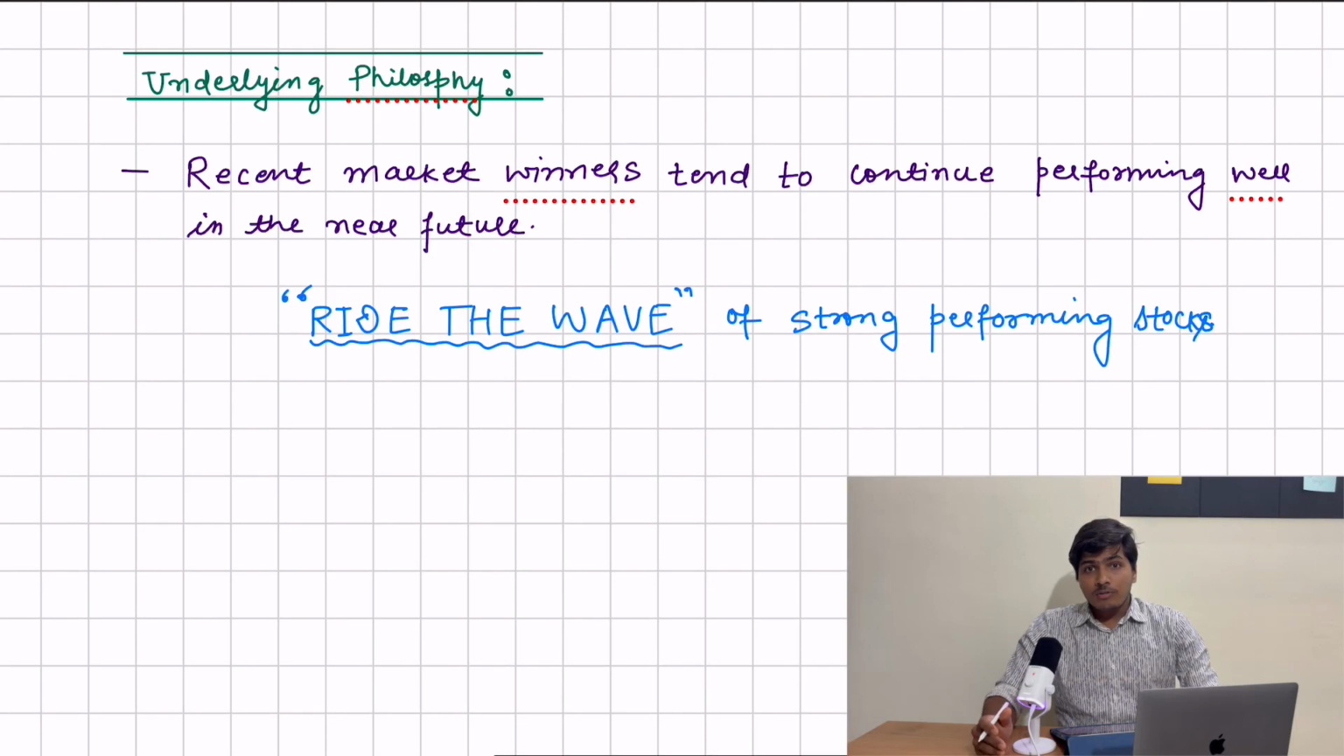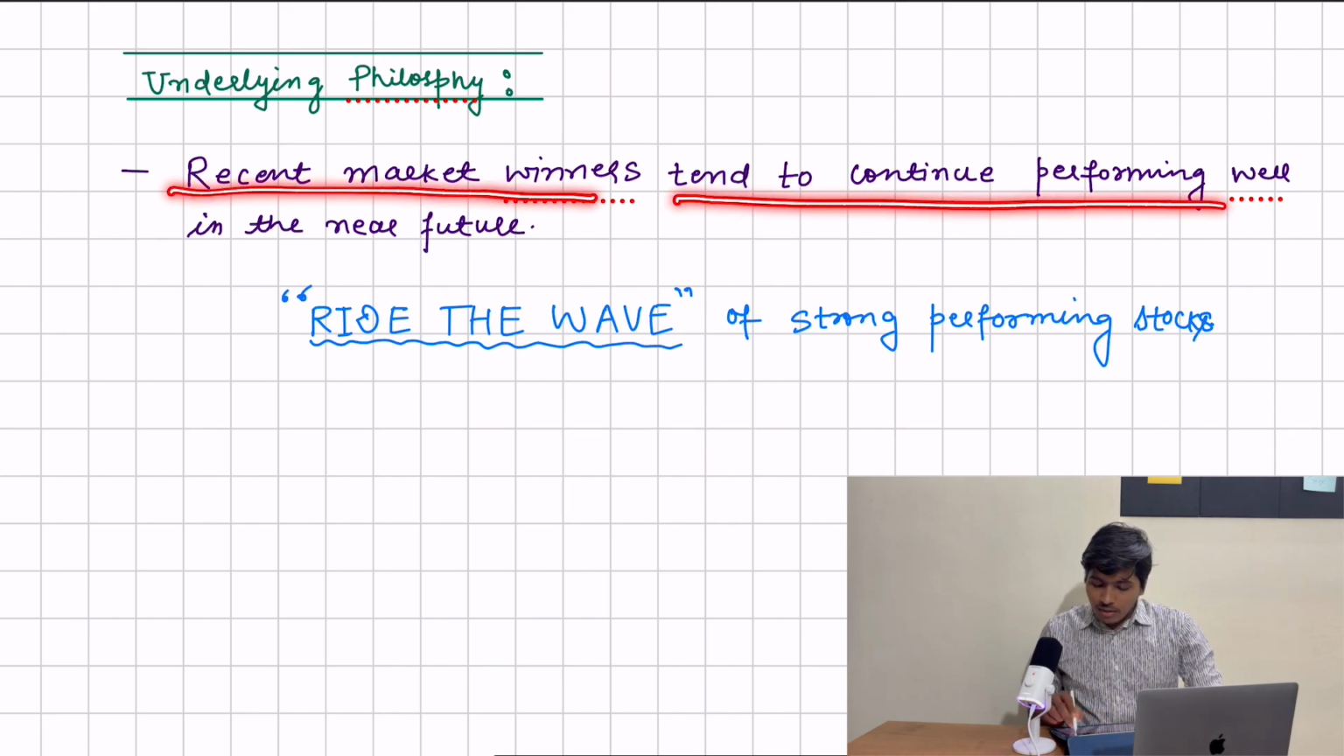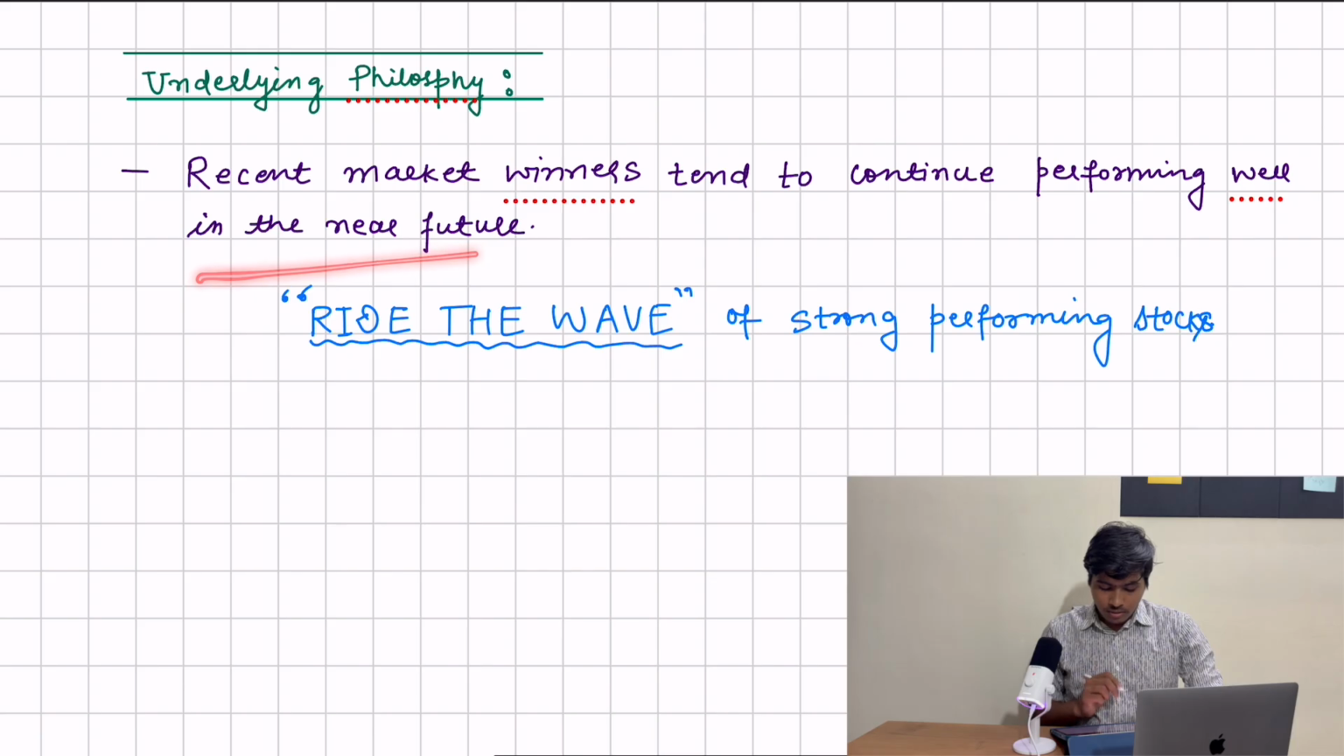The underlying philosophy of this factor is that recent market winners tend to continue performing well in the near future. It is similar to saying that we are riding the wave of a strong performing stock. In this strategy, we are going to choose stocks which have performed well in their near past. Now let me show exactly how we do this.